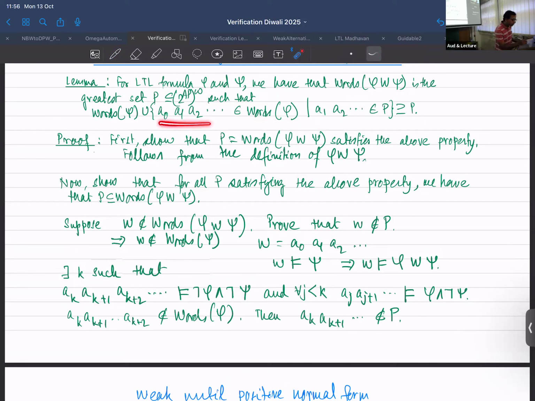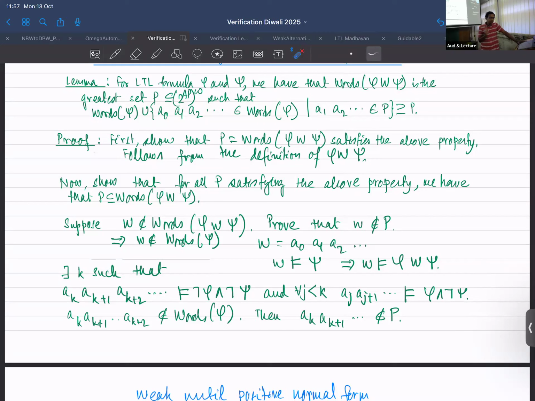We are saying such words are in P such that, if such a word is in P, this word has to satisfy phi, as well as the suffix should also belong to P. If this word satisfies phi and its immediate suffix, starting from A1, is in P, then this word, starting from A0, will be in P.